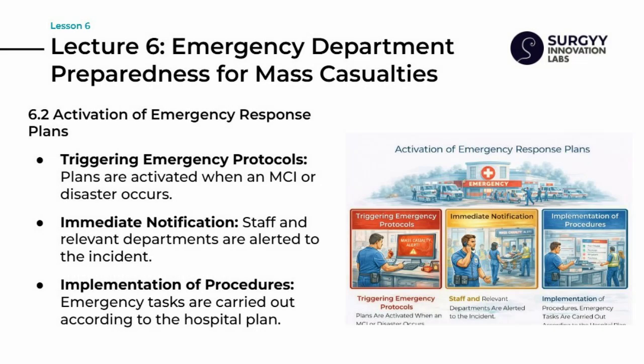Activation of emergency response plans is detailed in Section 6.2, outlining the specific steps taken when a disaster strikes. Triggering emergency protocols occurs the moment an MCI or disaster is identified, setting the entire hospital's specialized response into motion. Immediate notification is the next step, where all essential staff and relevant departments are alerted to the incident to ensure everyone is at their designated stations.